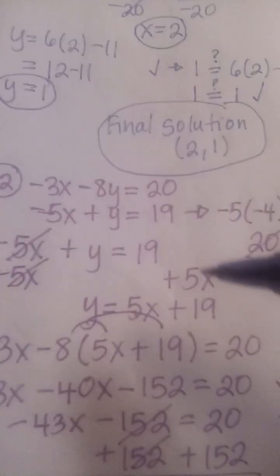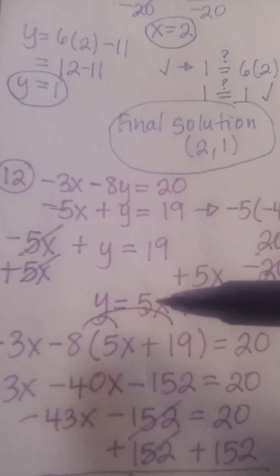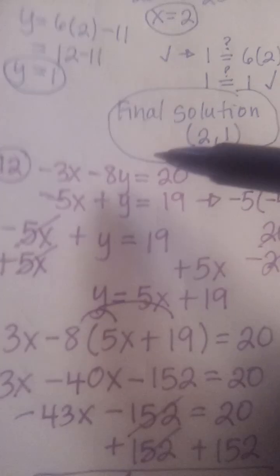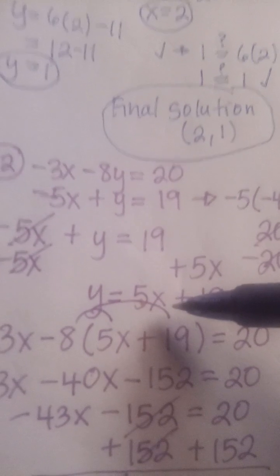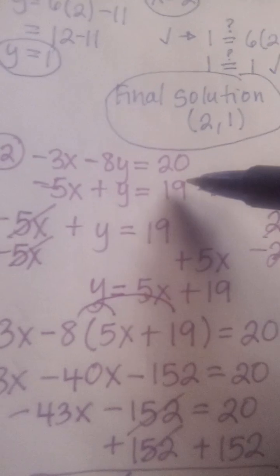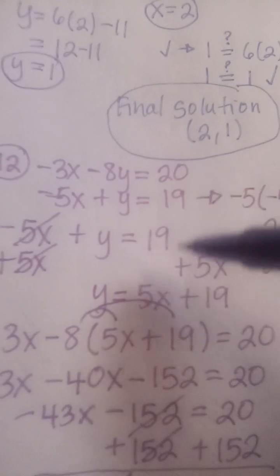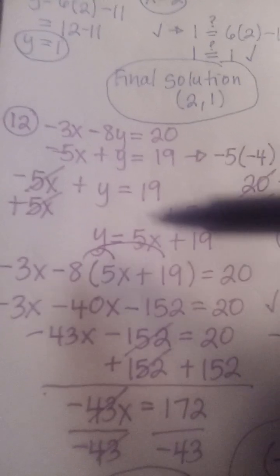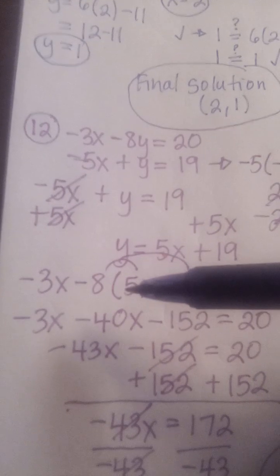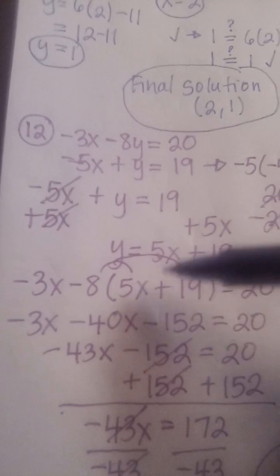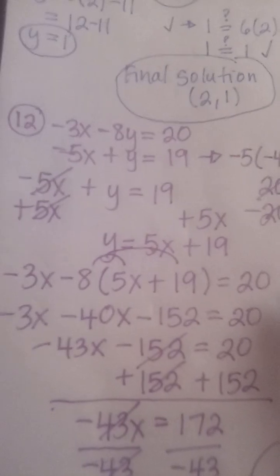Okay. Then what we can do is this. Substitute what's for y into any of these two equations. Since I worked on the second one, I'm going to work with the first one. So move it over just a bit. I will have negative 3x minus 8 in place of y equals 20.